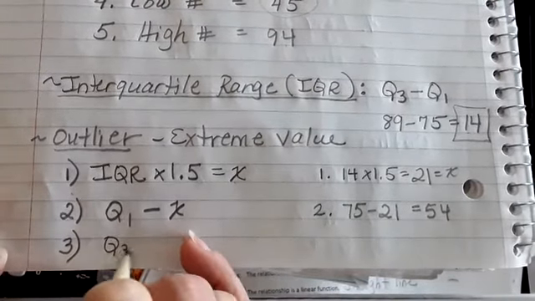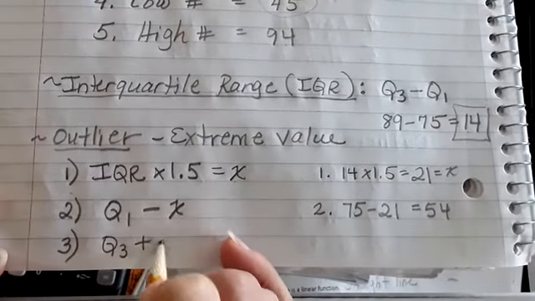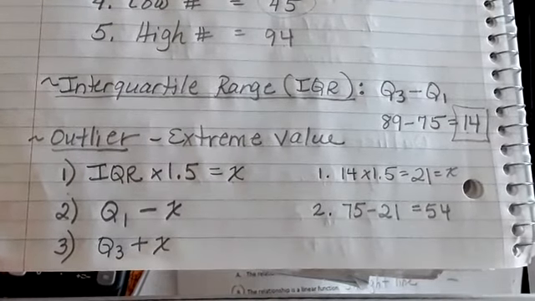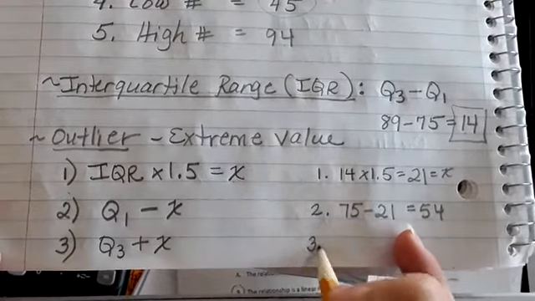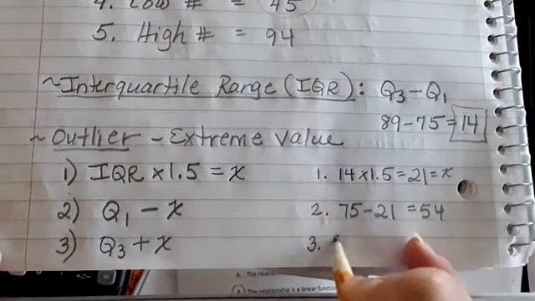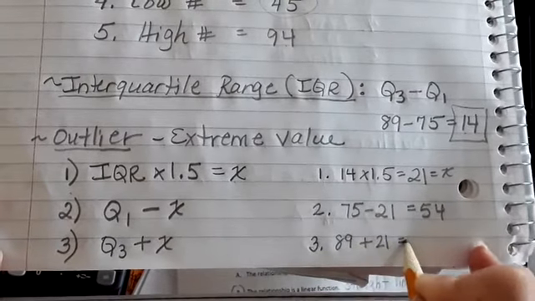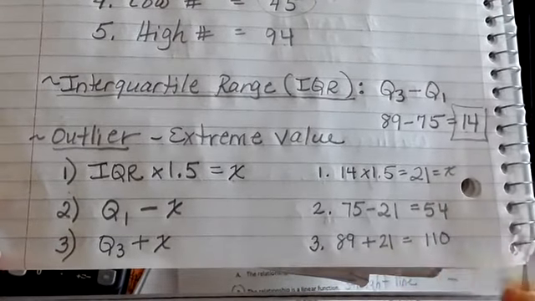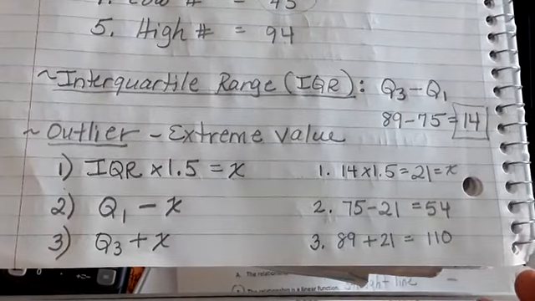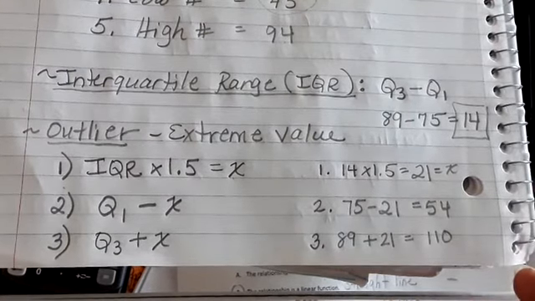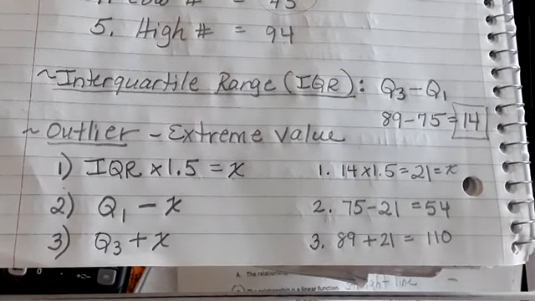Take your third quartile and add whatever that value was you found for X. So in our case, our third quartile is 89. If we add our 21, we end up getting a 110. So if I had an extreme value, if it were higher than 110, it would be an outlier. Lower than 110, it wouldn't be an outlier.